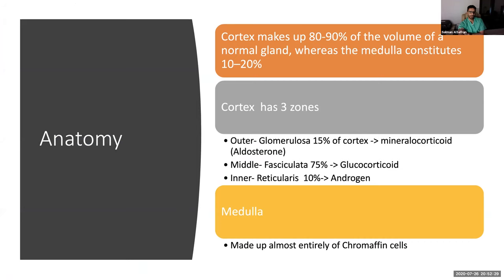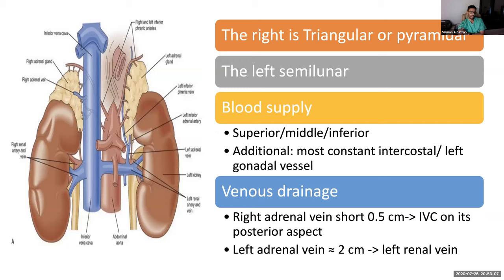As we know, the adrenal is basically formed by two different embryological components: the cortex, which encompasses 80 to 90% of the normal gland, whereas the medulla is only 10 to 20%. The cortex has three zones: the glomerulosa, fasciculata, and reticularis. The fasciculata is the largest and produces glucocorticoid. The medulla is the inner part, which is covered by the cortex and entirely formed of chromaffin cells. The right gland is triangular or pyramidal in shape.